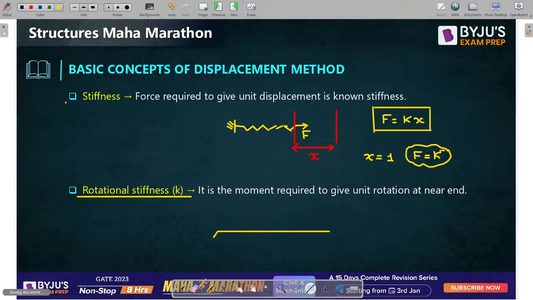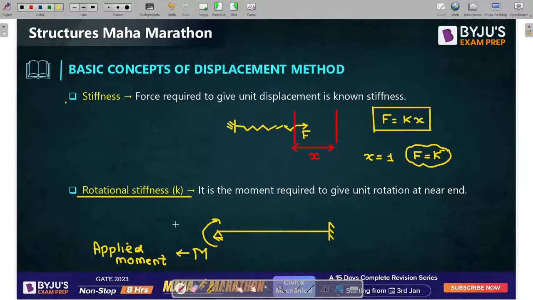Let us suppose this end is hinge, or you can consider roller also, and this one is fixed. Now let us consider I'm trying to apply a certain moment over here. This is my applied moment. Please understand this. This is M. This is the applied moment which you have applied.